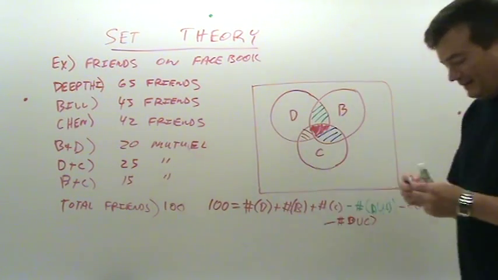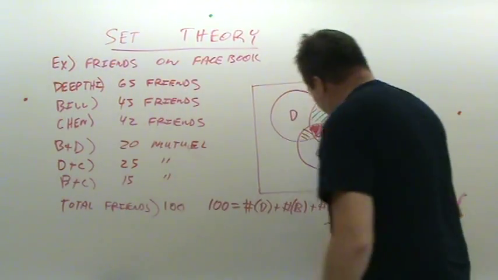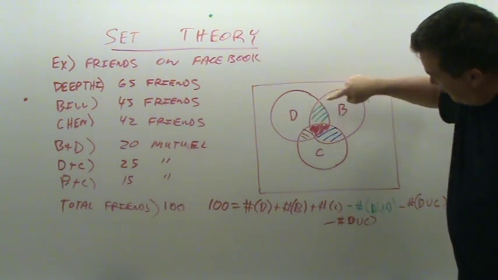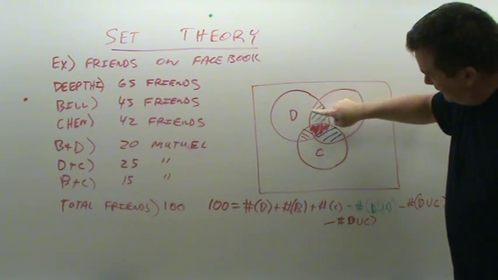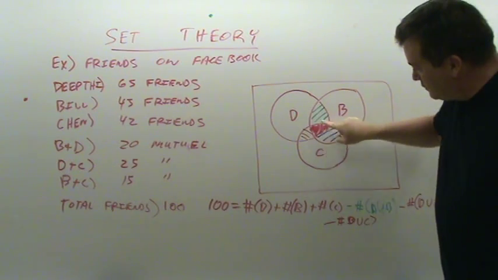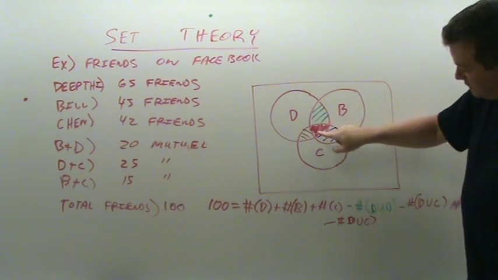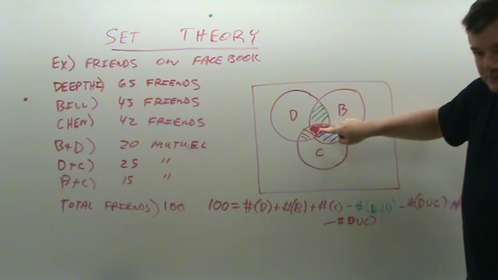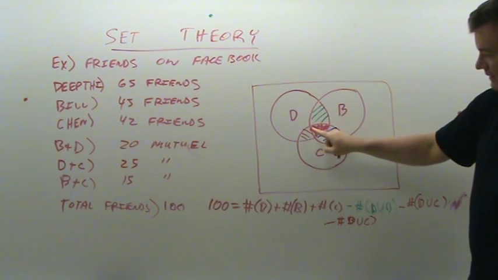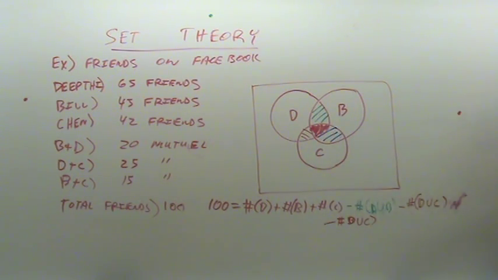Is it 100% right yet? No, because now we've counted everyone here twice, but then subtracted it once. We counted this twice, subtracted it once, counted this twice, subtracted it once. So originally we added this in 3 times, now we have subtracted it 3 times. So this piece has not been added in. We need to add it once. But that's the number we don't know.